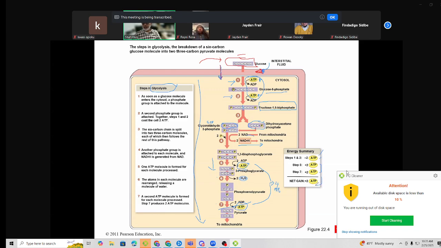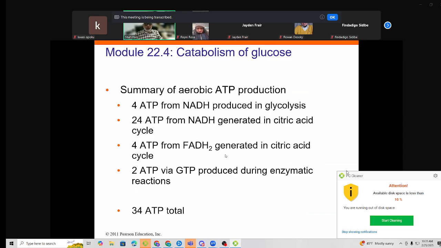So this is the net gain. That's why we say that in glycolysis, we produce 2 ATP molecules from 1 glucose molecule. But actually we produce 4, and we used 2. So the net gain is 2 ATPs. So this is the summary of ATP production in aerobic respiration.